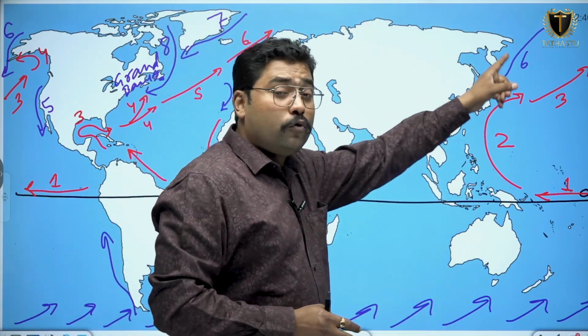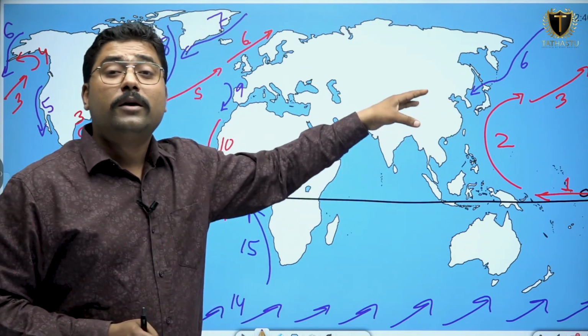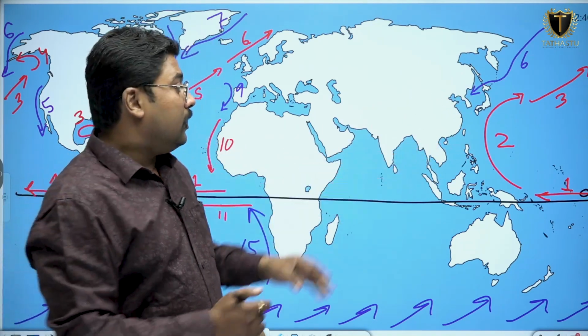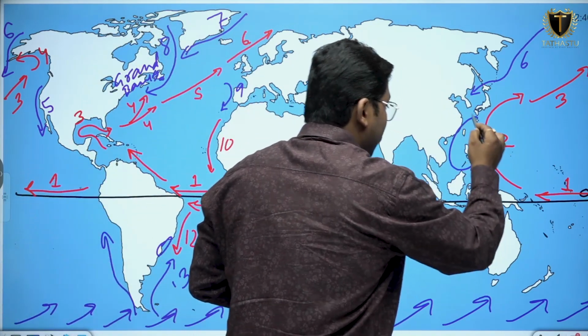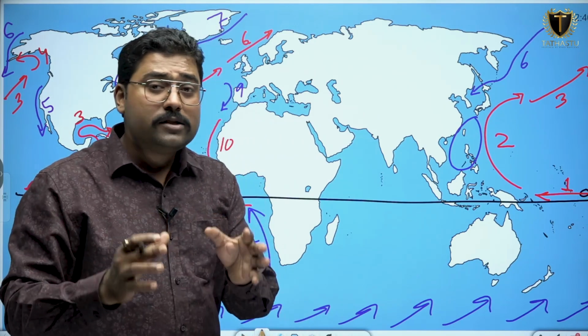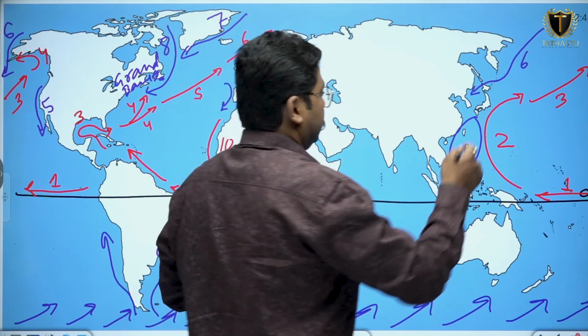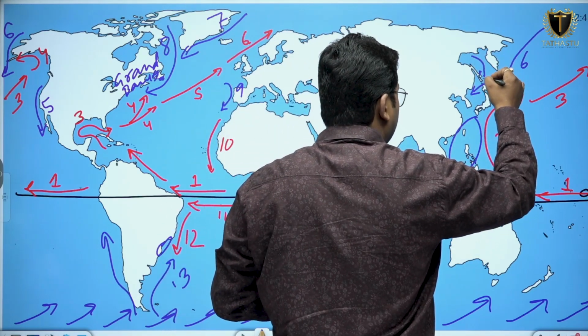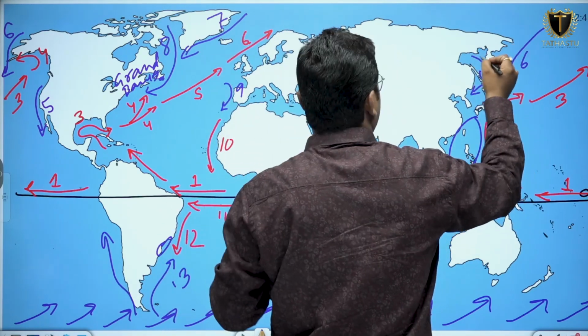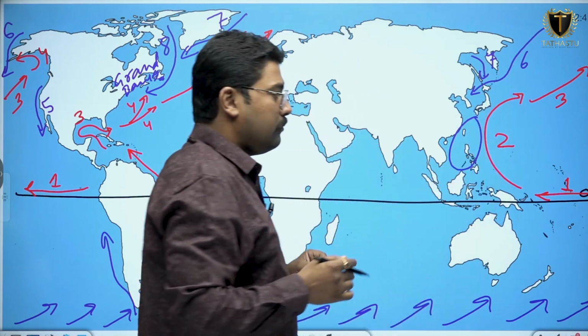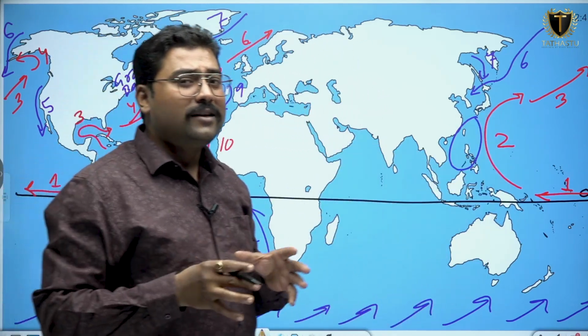And another good effect: due to the meeting of the cold Oyashio and warm Kuroshio, the Japan Sea and China Sea turn again into one of the richest fishing grounds in the world. Then one more current comes down from the Sea of Okhotsk as the Okhotsk current, number 7. So these are the currents of the northern Pacific.